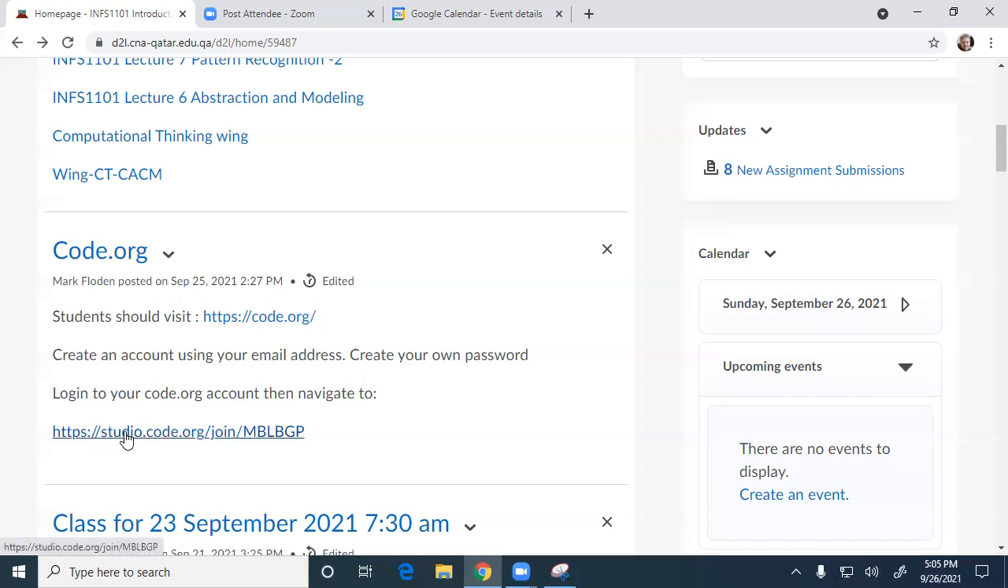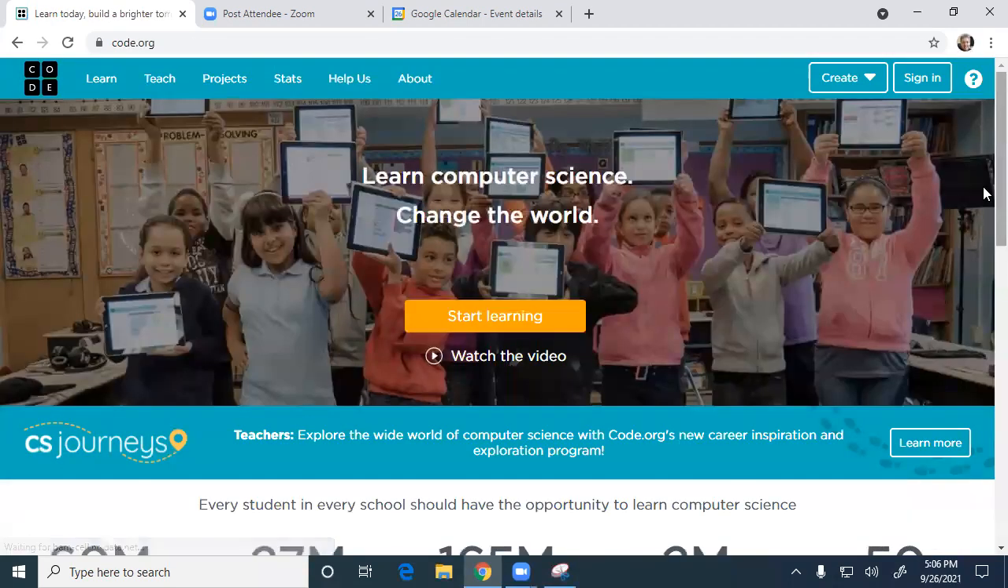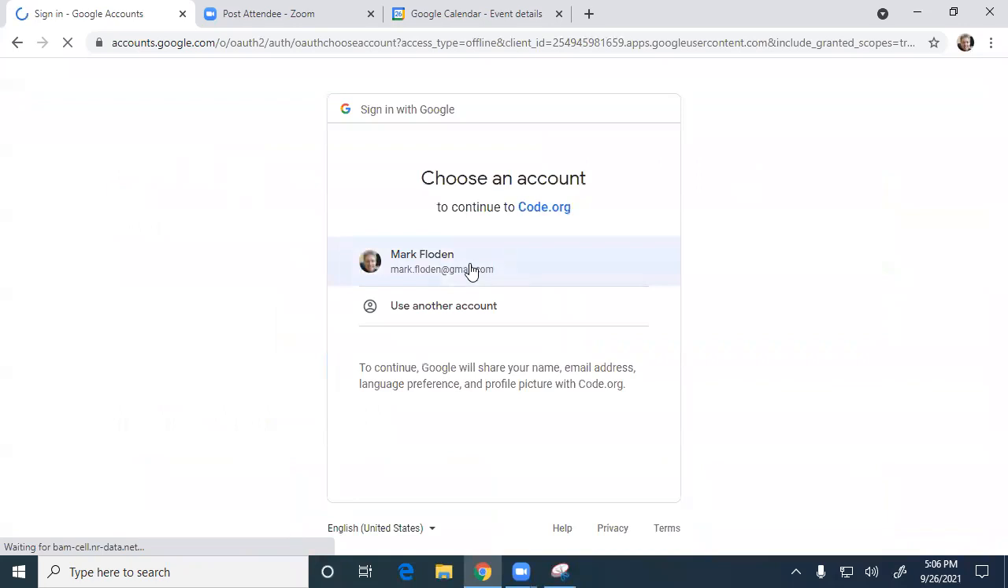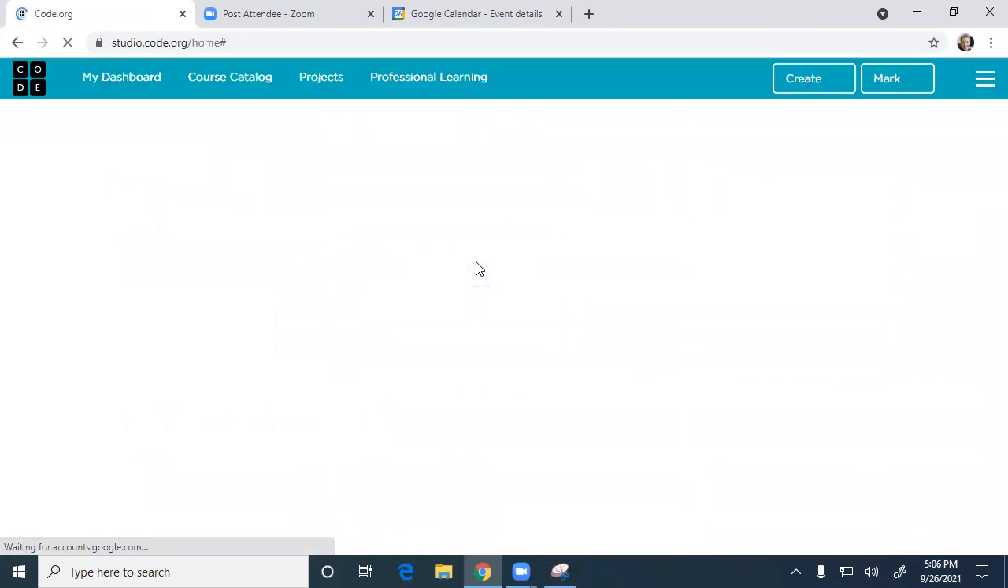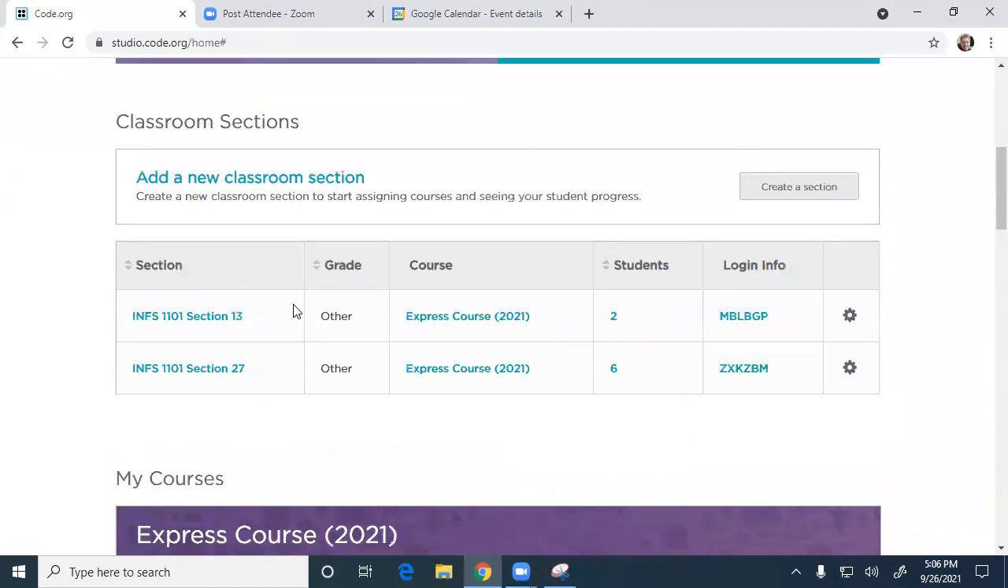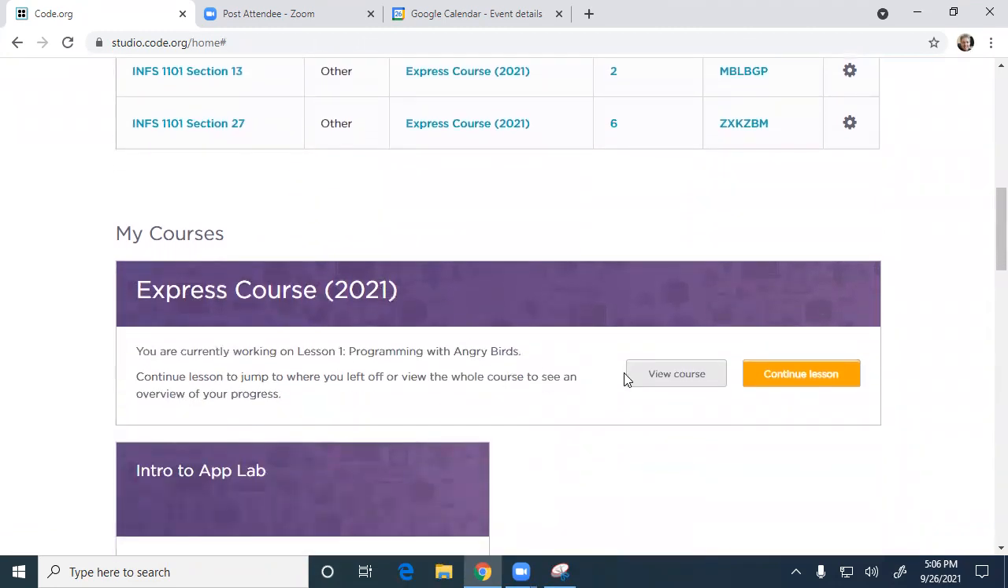If you follow this link, it should get you to code.org. I'm just going to go back here. I'll sign in, that'd be a good idea. Once you've created it, did I sign in with Google? I think I might have. What it's going to do is ask you to join a class. Here are the two classes I have. I see that two people from this class have already joined. So I'm going to ask you to join that class. When you do that, you are automatically put into this course, which is called Express Course. Express Course is this course here.